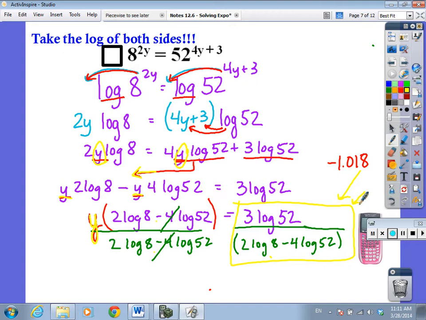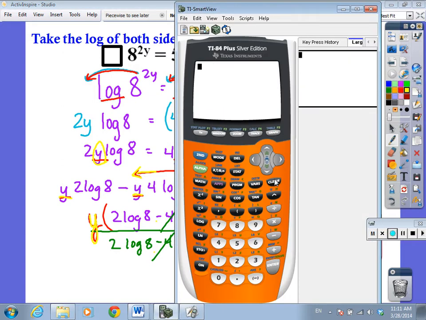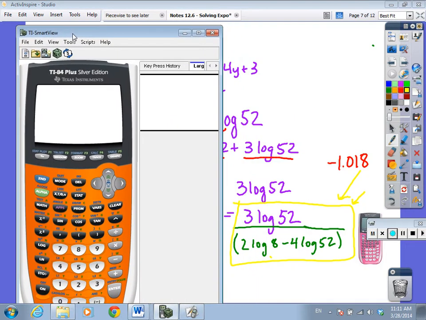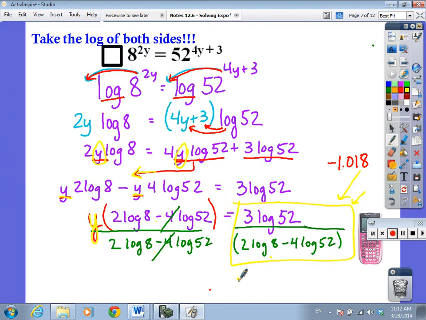What I'm going to do is the calculator work first so that you can see it. The calculator work to enter this requires that the entire top be in parentheses. So it's 3 log of 52, all on the top, divided by the bottom, another set of parentheses, 2 log of 8 minus 4 log of 52. Make sure you close out the bottom, and that's what gives you the answer, negative 1.018. So that's the calculator part.